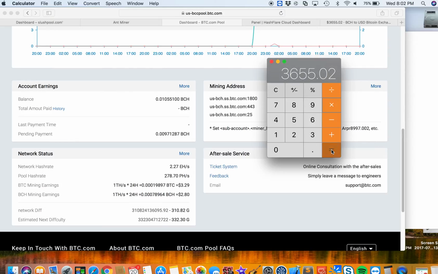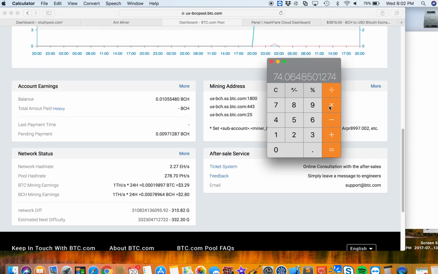So let's multiply that by the current rate of Bitcoin Cash, which is 3,655.02. So that's $74 and 7 cents. Okay, so in one day, for Bitcoin Cash, I made this much, and we're gonna add this to my balance. So just take note right now. For Bitcoin Cash, our daily profit is 74.06.